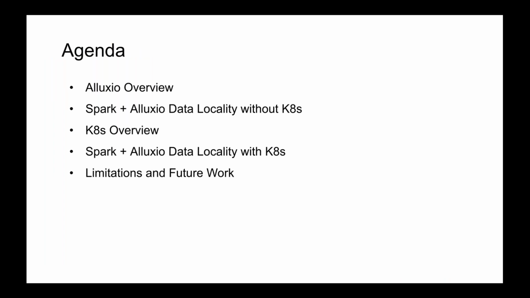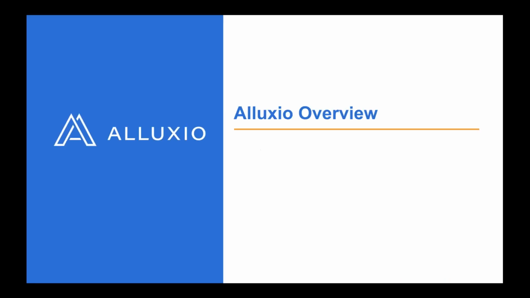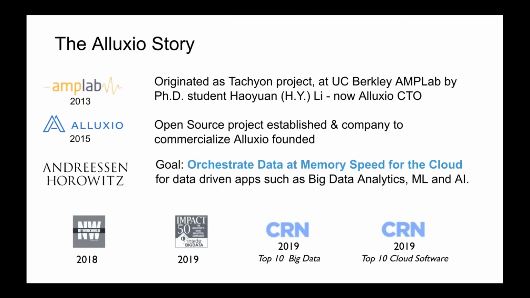Without further ado, let me go to the agenda. This is what I mentioned today. So first, let me introduce briefly what Alluxio is. I assume some of you know briefly about Alluxio. This was a research project called Tachyon, originally from UC Berkeley AMPLab, led by the PhD student then, Haoyuan Li, who is the CTO of Alluxio, the company. We founded this company because we wanted to commit to the open source project, and the company was founded in 2015 with backing from top VCs like Andreessen.